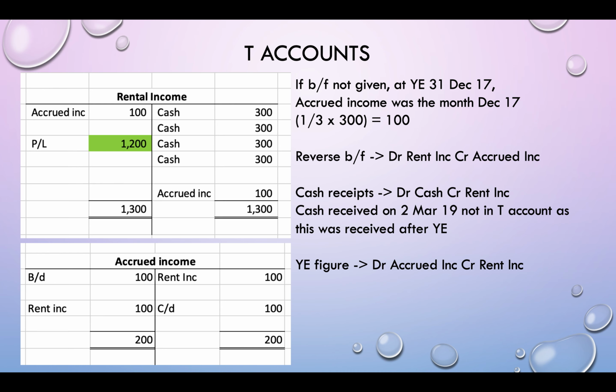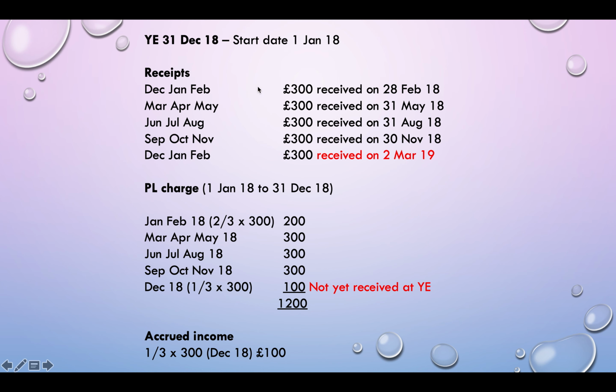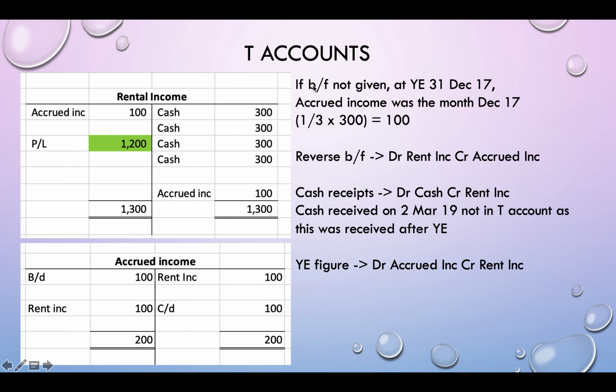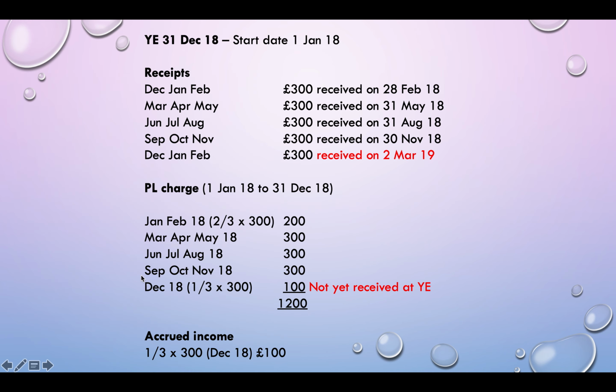You can use the T account to illustrate the answer. If a brought forward is not given to you, then you need to think of a year back, which is 31st December 17, and the accrued income was the month of December 17. If you look back for the first batch, December 17 income wasn't received until after the year end on the 28th February 18, and therefore last year they had to accrue income for December, which is 1/3 of 300. This therefore explains the brought forward here. However, in this question, it was given to you.